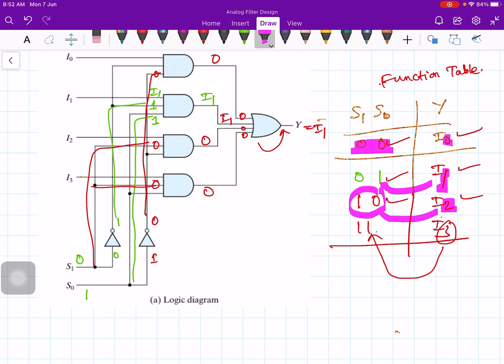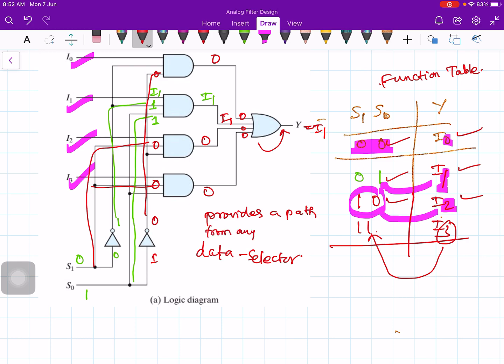Therefore, for a given selection input combination, the circuit provides a path between any one input and the output. So it provides a path from the selected input, either I0 or I1 or I2 or I3, to the output. For this reason, it selects any one input. So this is called a data selector, and it provides a path for any one input.